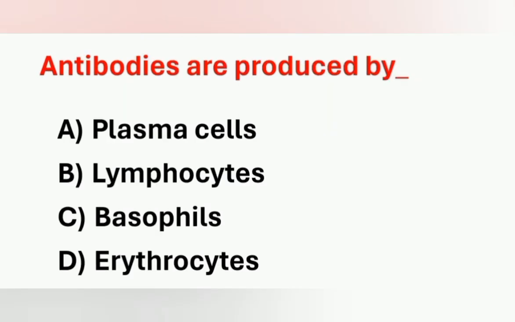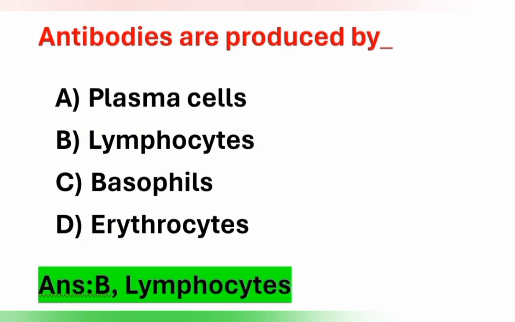And the next question, antibodies are produced by: option A plasma cells, option B lymphocytes, option C basophils, option D erythrocytes. Antibodies are produced by lymphocytes. Option B is the correct answer.